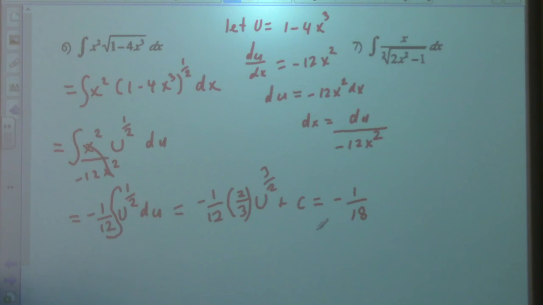That's right, isn't it? And then we have u to the 3/2. Since we know what u is already, I'm just going to plug back in here. I'm going to put 1 minus 4x cubed to the 3/2 plus c. And that's going to be our answer. We could write this back in rational and radical form if we wanted to, but we don't need to do that, do we? Okay, so really that's what there is to it.